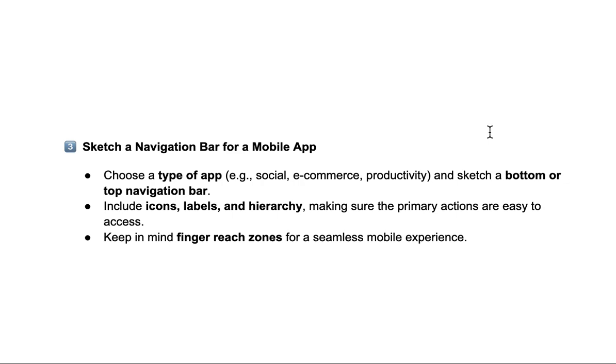Include the icons, labels, hierarchy, and make sure the primary actions are easy to access. Make sure they're easy to see, make sure that your icons communicate clearly. Consider the fact that you may need text to support those. And keep in mind finger reach zones and sort of icon sizes that support mobile interactions easily.